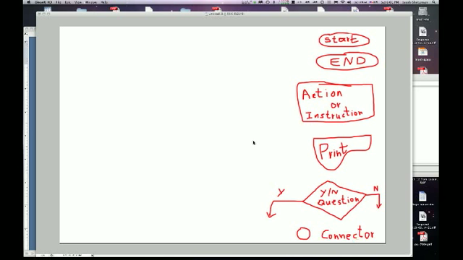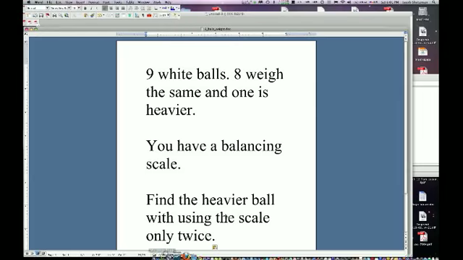So now let's go and see some kind of problem, and we'll see how we solve the problem with drawing a flowchart. So the problem has to do with 9 white balls. 8 of them weigh the same and 1 is heavier, but we don't know which one is heavier because they all look the same.